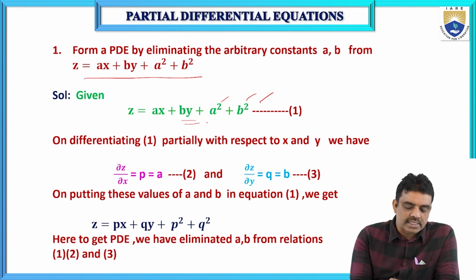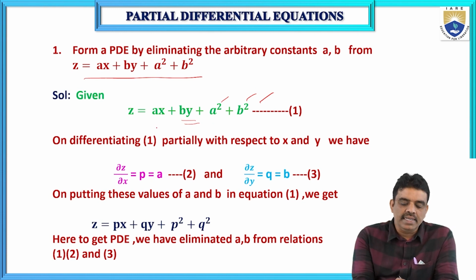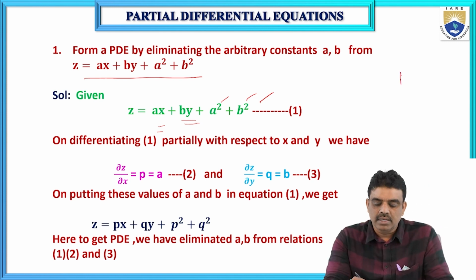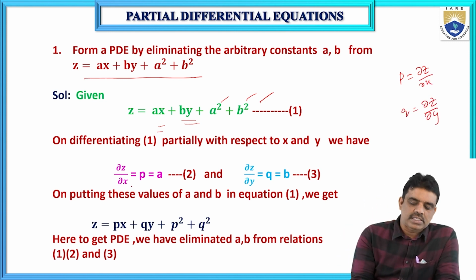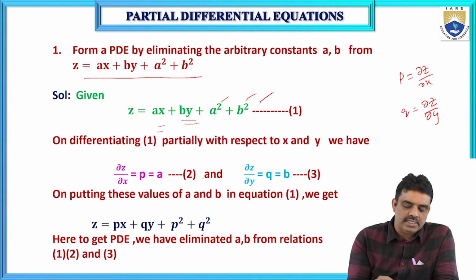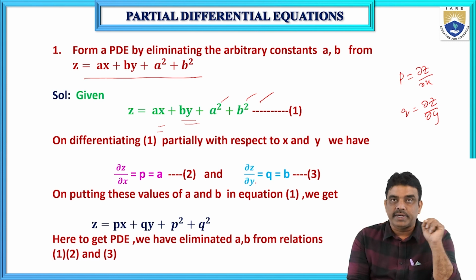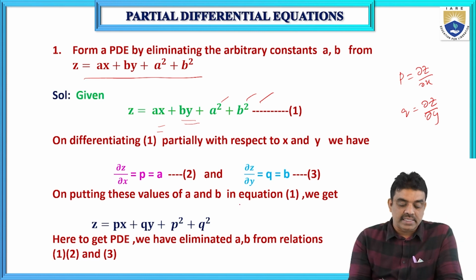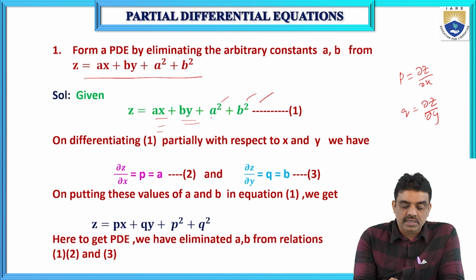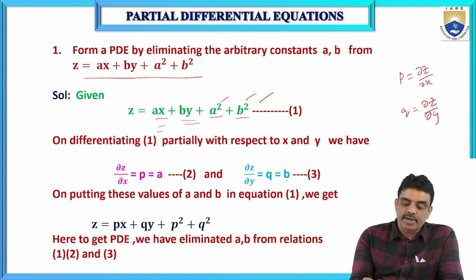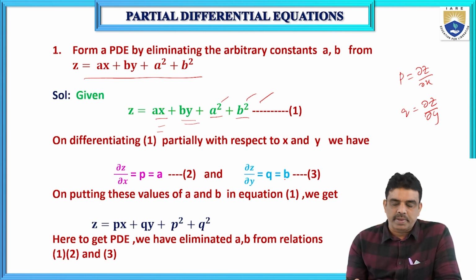So dou z by dou x is equal to only a, that is nothing but p. p means dou z by dou x, already we have seen the notation: p means dou z by dou x and q means dou z by dou y. So dou z by dou x is equal to p is equal to a, and call this equation number 2. Similarly, on differentiating partially with respect to y, dou z by dou y is equal to first term 0, third term 0, fourth term 0, and only you will get b into 1, that is b. So dou z by dou y is equal to q, therefore q is equal to b, call this equation 3.